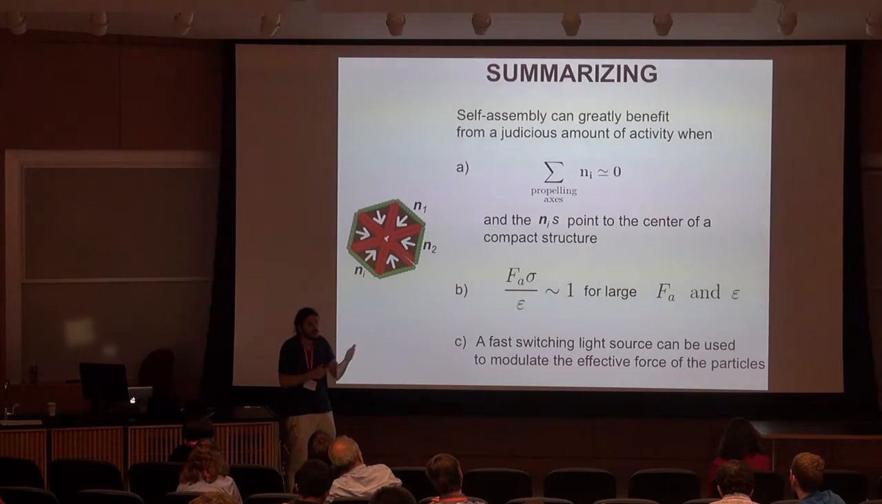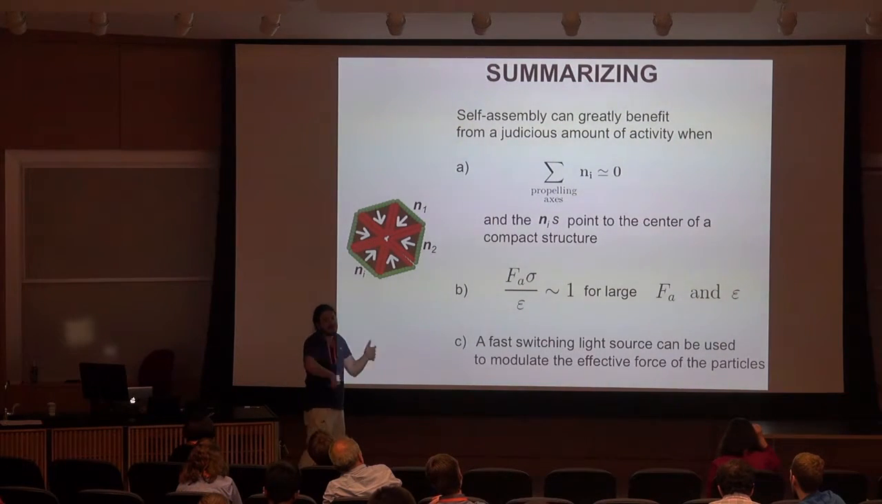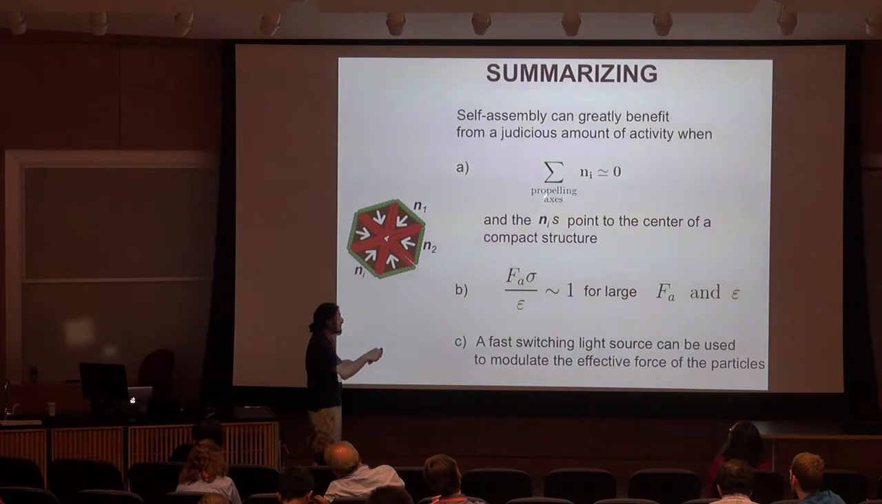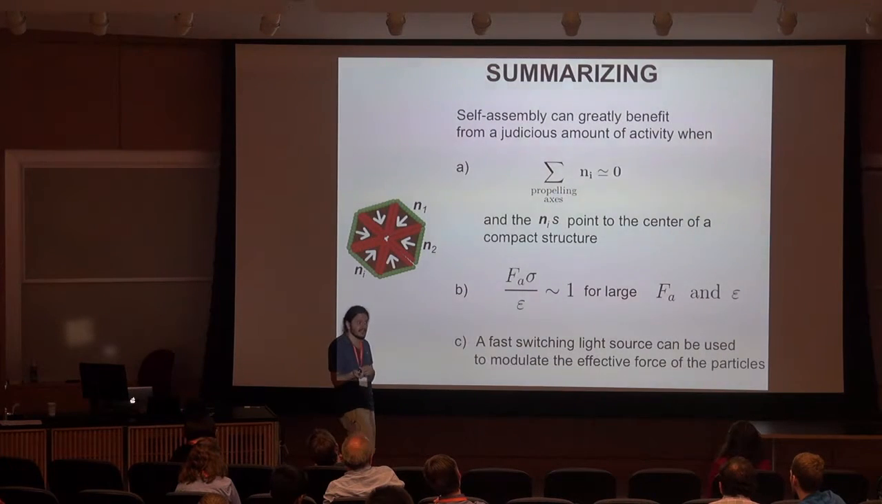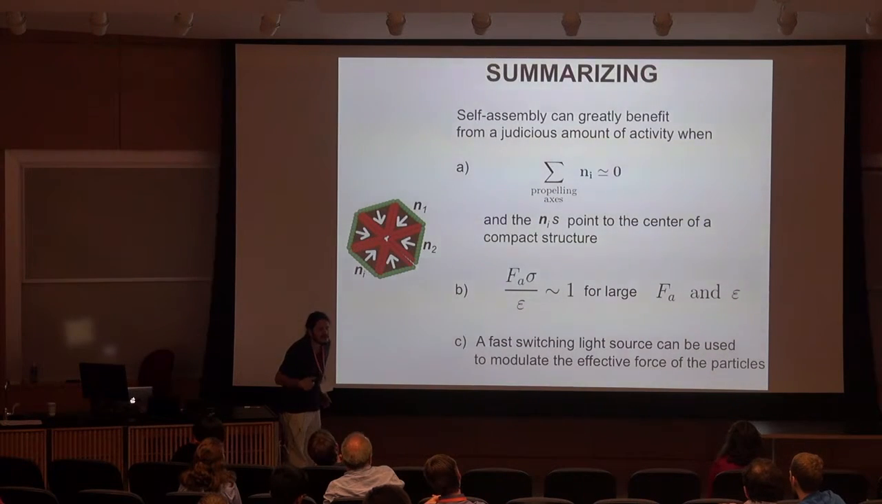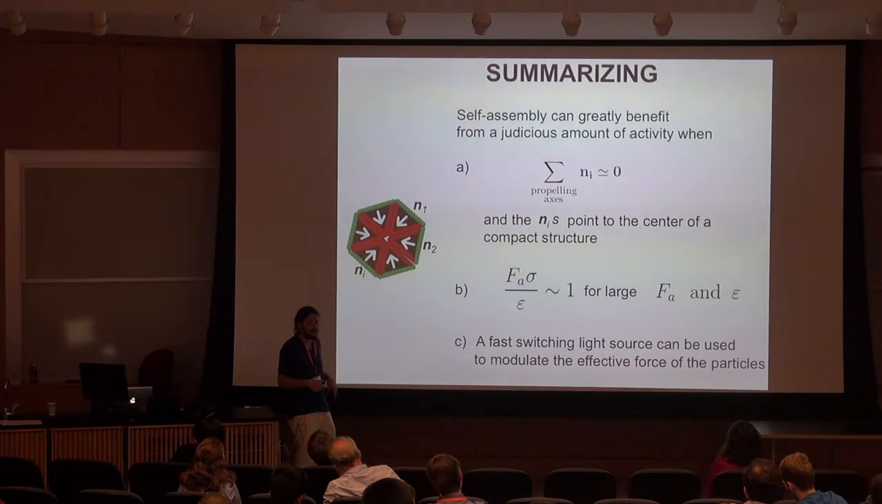Typically you're going to get better self-assembly roughly when the strength of the active forces is comparable to the strength of the dispersion forces, and then fast switching, so basically giving bursts of activity, is actually better than keeping activity constant for this particular problem of self-assembly.